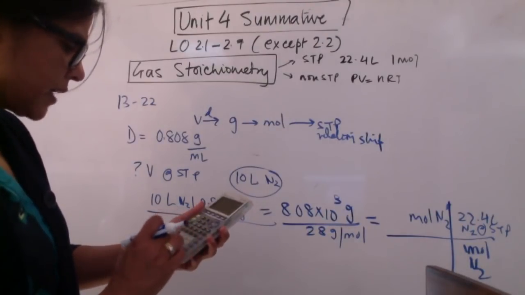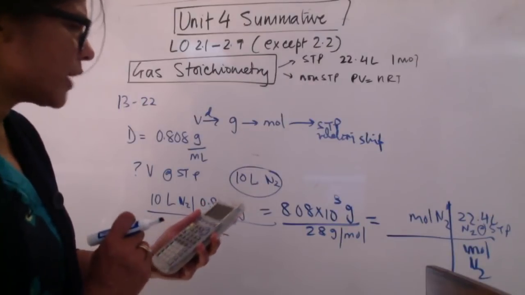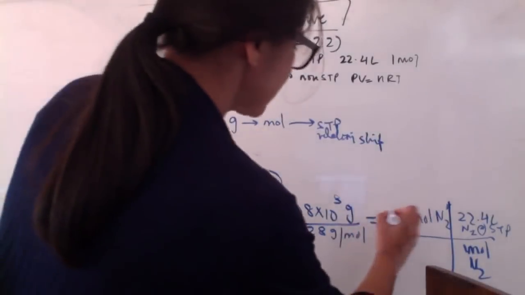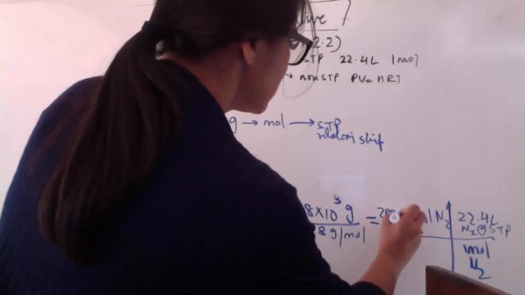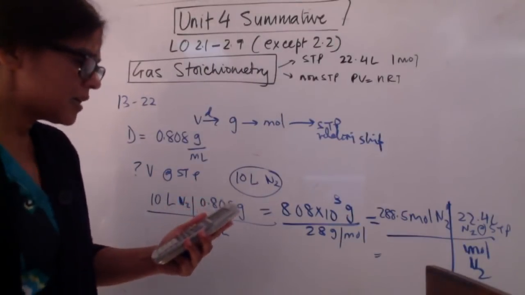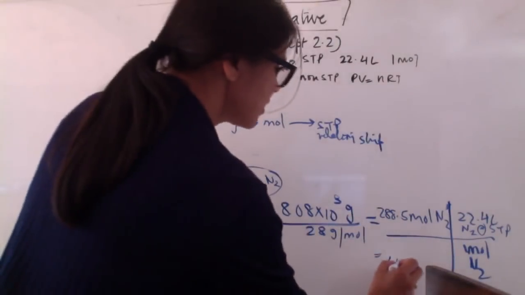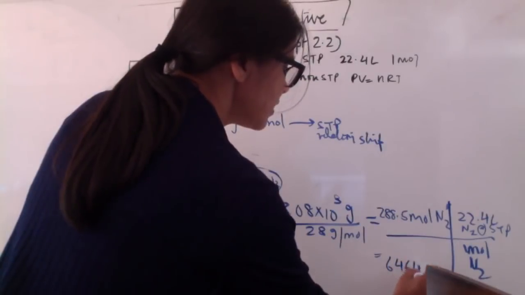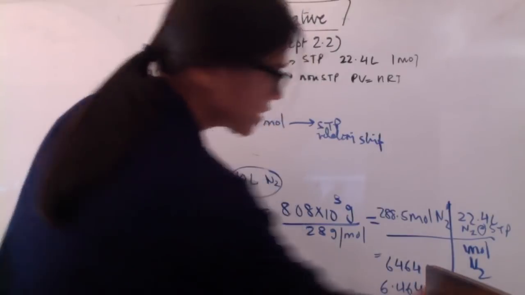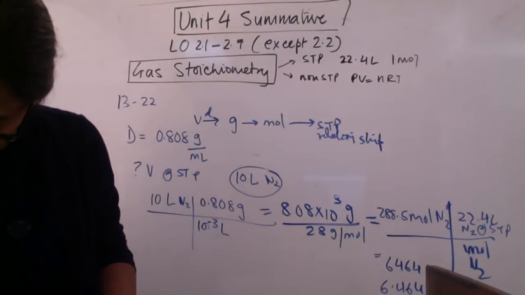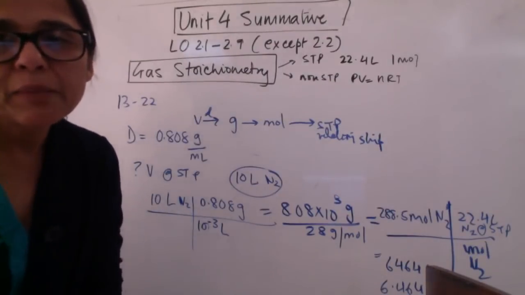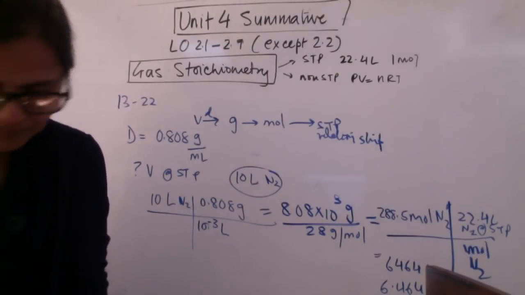8080 divided by 28 is 288.57, and then that times 22.4 is 6464, or 6.464 times 10 to the power 3 liters. Yeah, somewhere there. Number 17 and 21.